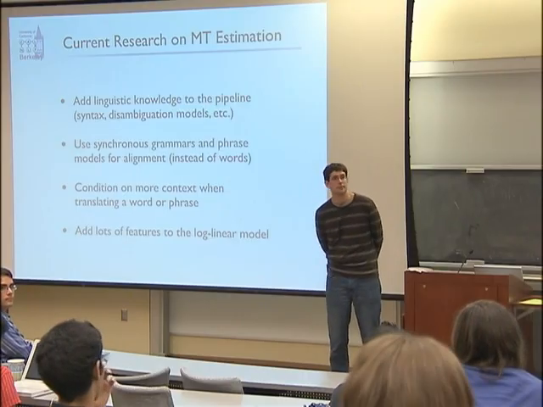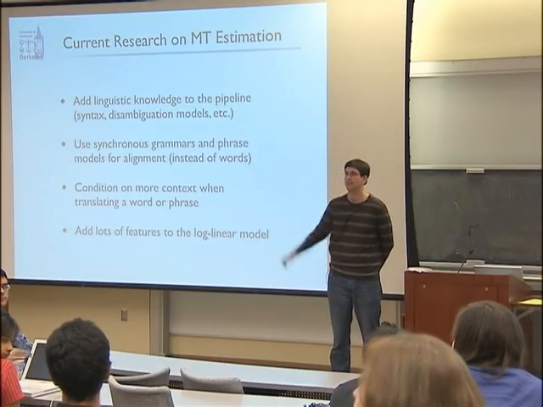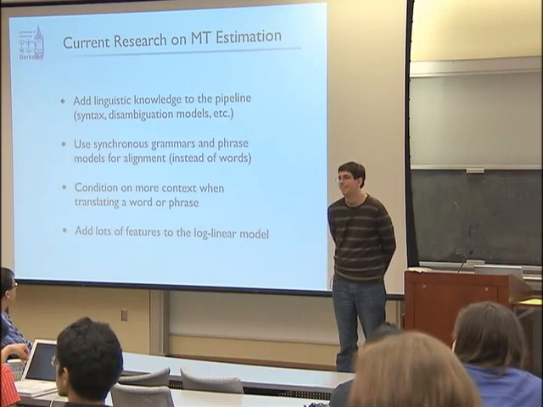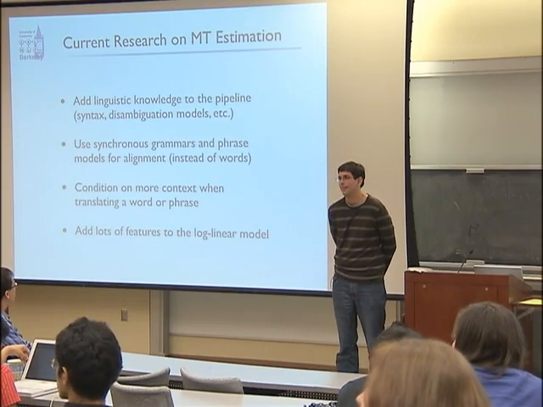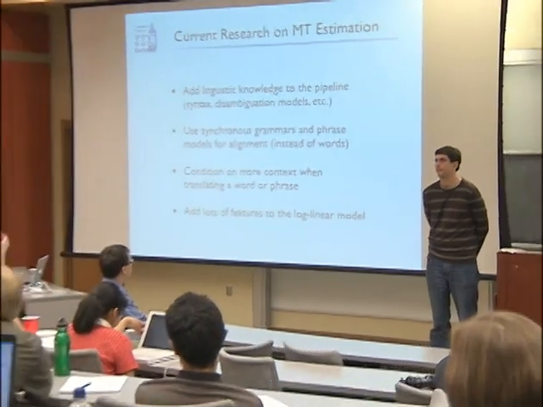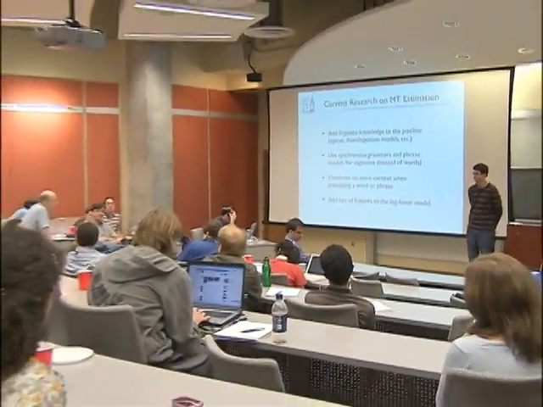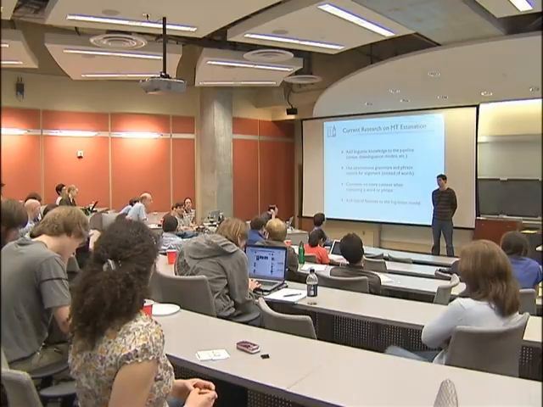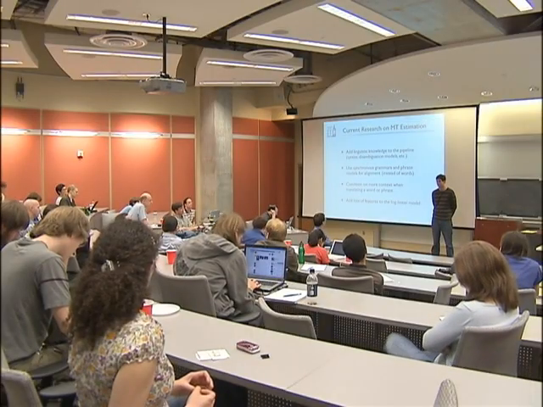Question? So we talked a lot about alignments today, and it's not clear to me, maybe you can tell me, what's the real definition of correct alignment? So for example, in your slides, in two instances, if I had to align it, I might have done it differently than what you had labeled as correct.